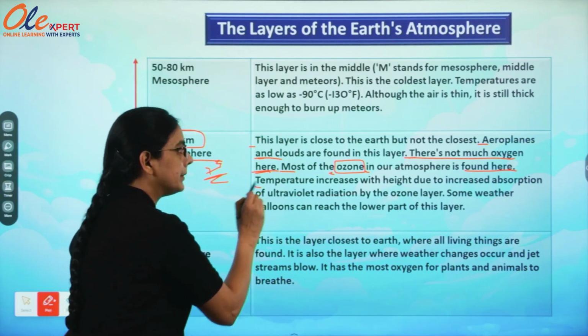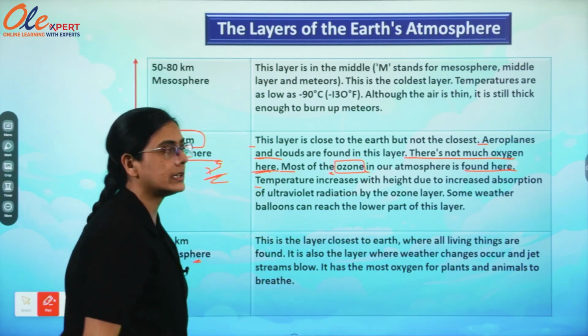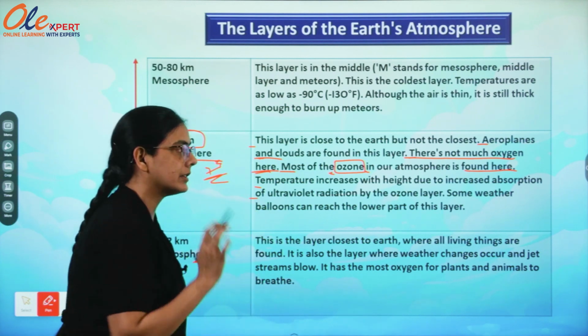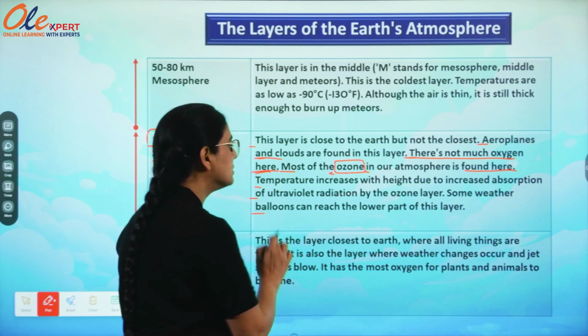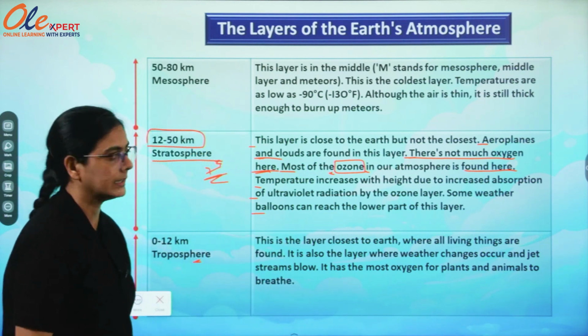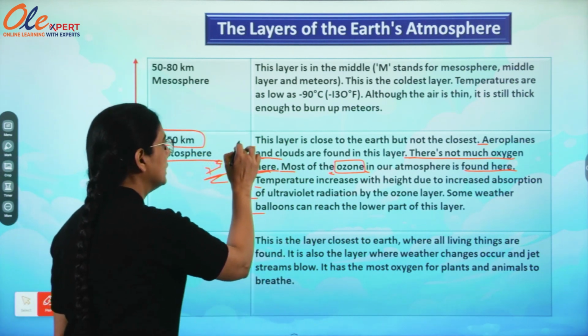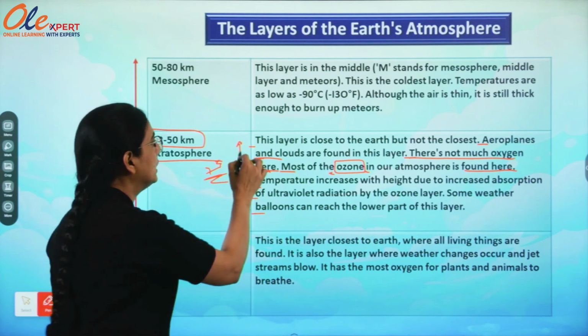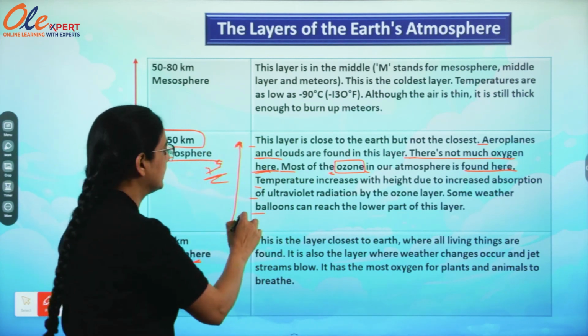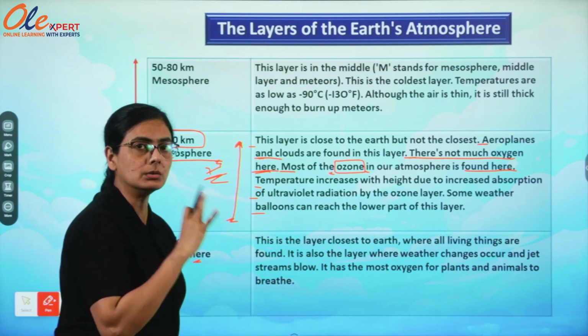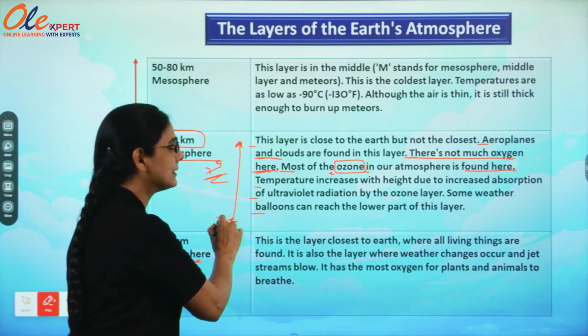Temperature increases with height due to the increased absorption of ultraviolet radiation by the ozone layer. Some weather balloons can reach the lower part of this layer. So as the elevation gets higher, the temperature will increase. Otherwise, the temperature is not too high in this layer.